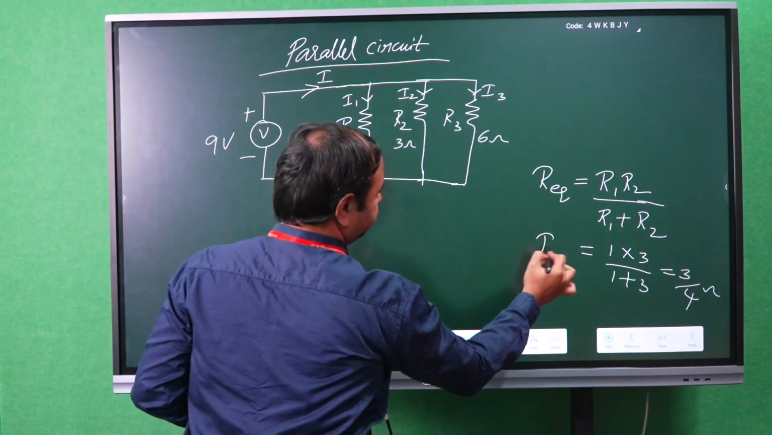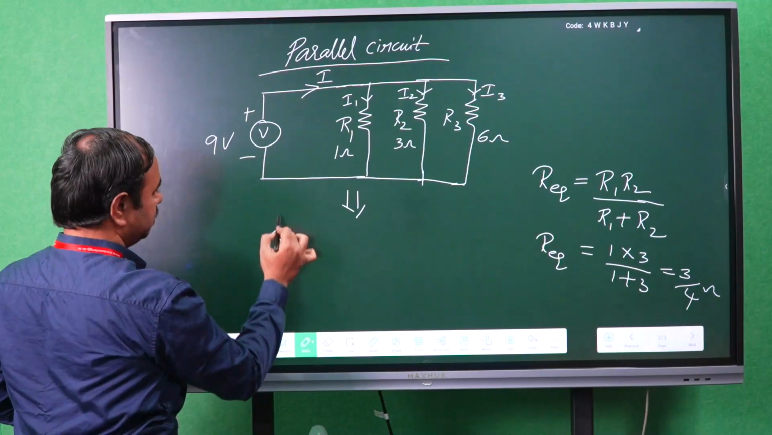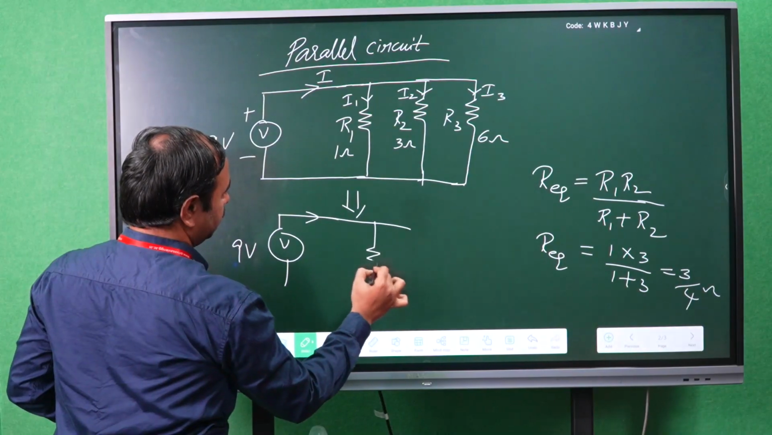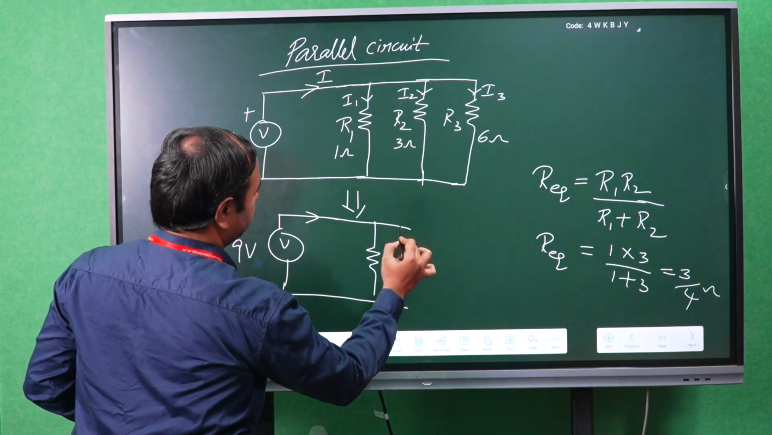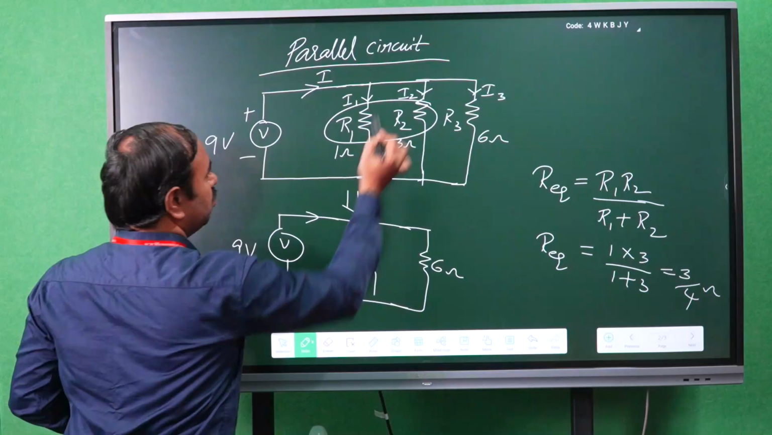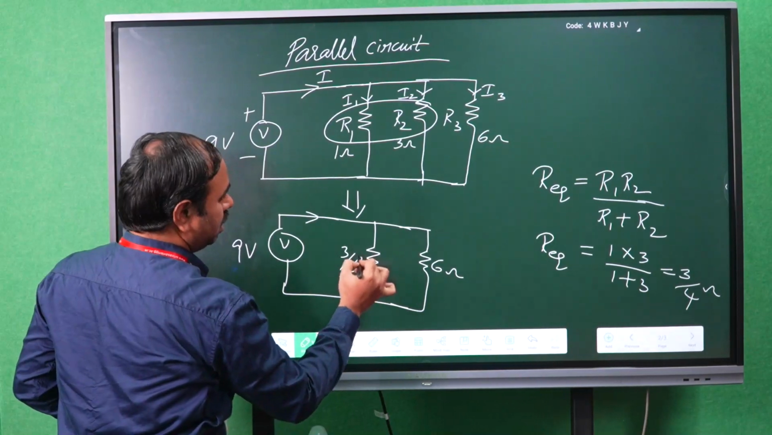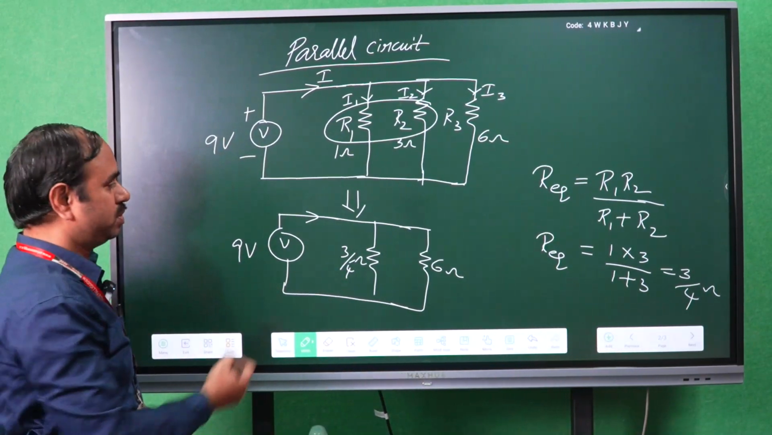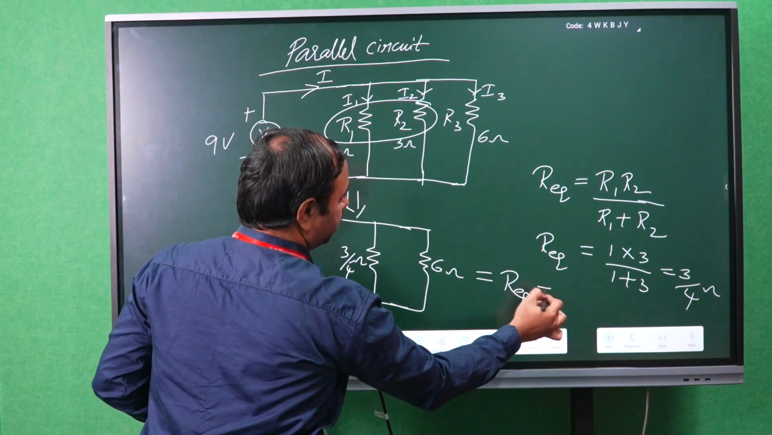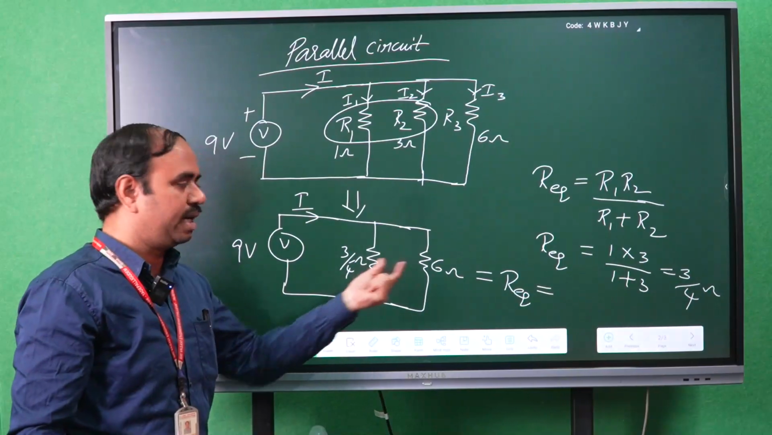Apply this again, that means the circuit will be modified. The R1 and R2 combination is replaced with R equivalent, that is 3 by 4 ohms, and the next resistance is 6 ohms, with the current I. By applying the same formula again, R equivalent is R1 R2 by R1 plus R2. This is the first resistance and this is the second resistance, which are connected in parallel.